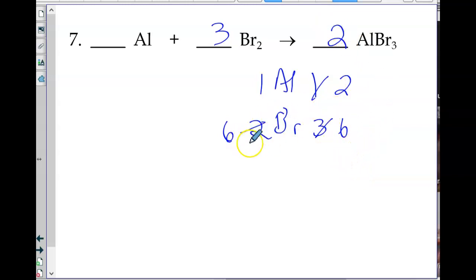So bromines are now balanced, but aluminums became unbalanced. So I got to put a 2 over here because I need 2 times 1 to get to 2. So I got 2 aluminums on each side, 6 bromines on each side of the equation. And we balance this with a 2, 3, 2. Questions about number 7?